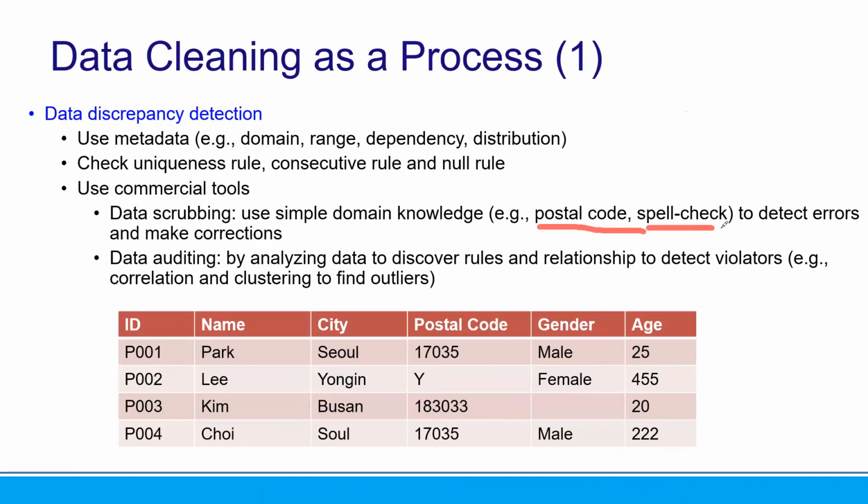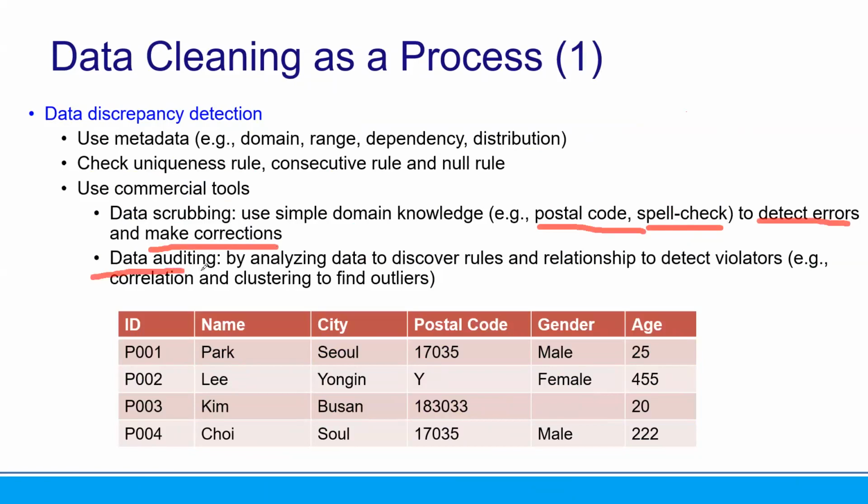Or if you use Microsoft Word, or if you use Hangul, whenever you type something, if the word is not correct, then there will be a spell check. The spell check will automatically give you the correct words. That kind of thing, we call data scrubbing. It is to detect the errors and make corrections.